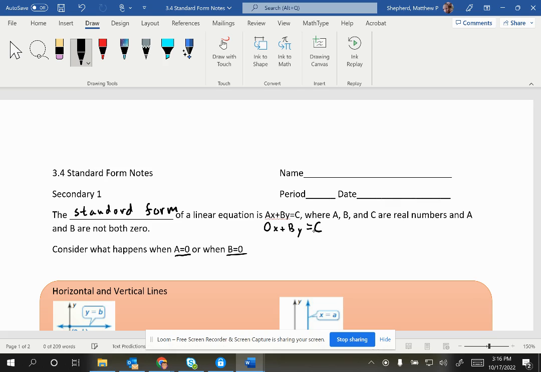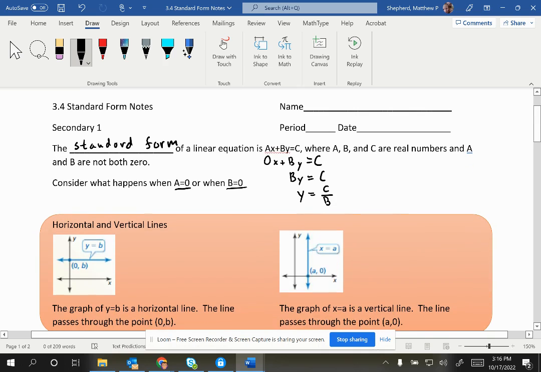then 0 times x would just be 0. And then anything plus a 0 would just be itself. So we'd be left with this equation, which we could easily solve for y by dividing by b, and we'd get this. Now, c and b are just numbers, so c divided by b is also just going to be some number. So this would be the equation y equals some number.